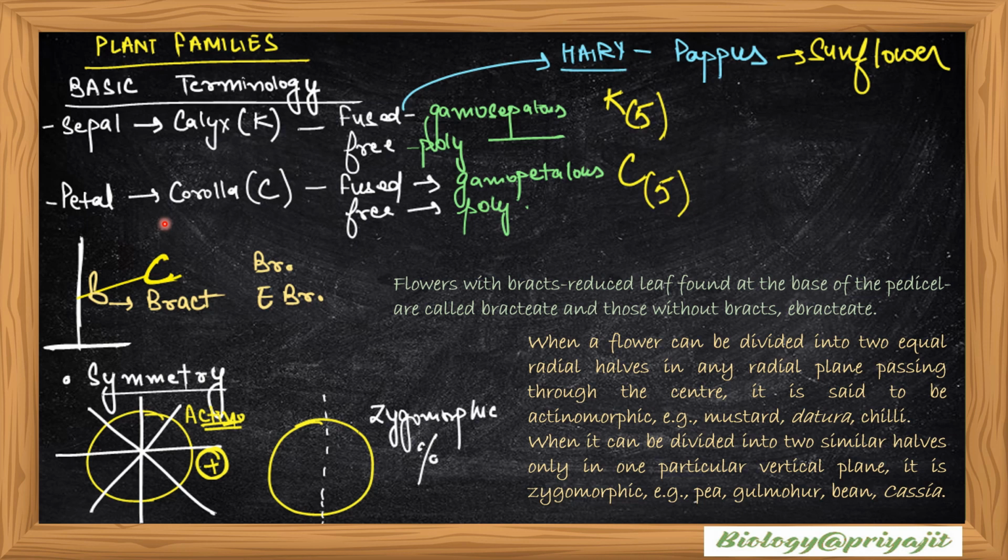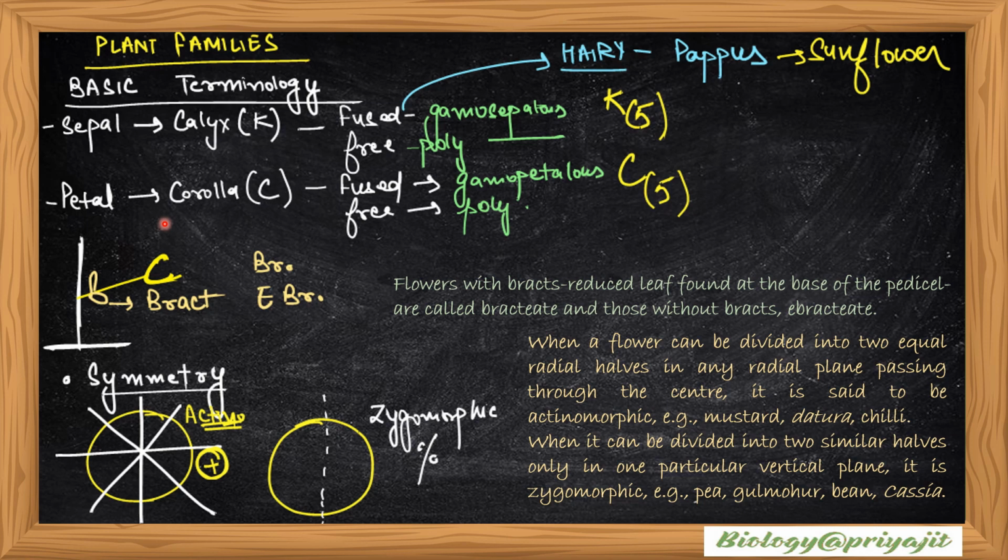Now we'll go for the bract. Within an inflorescence, at the base you will find a leaf-like structure, which is called a bract. A flower with such a structure, a reduced leaf found at the base of the pedicel, is called a bracteate flower, denoted as Br dot. A flower without a bract is called ebracteate, denoted as Ebr dot.